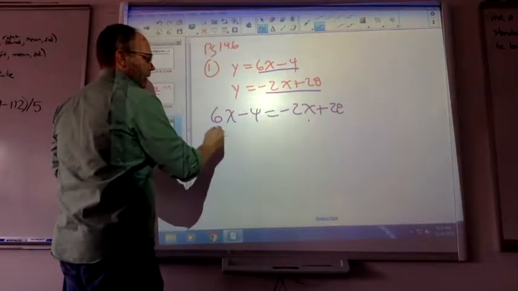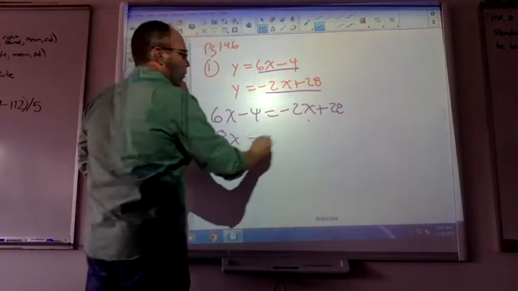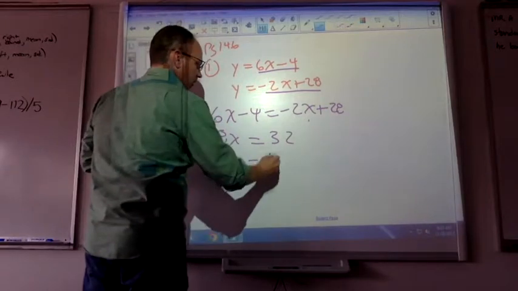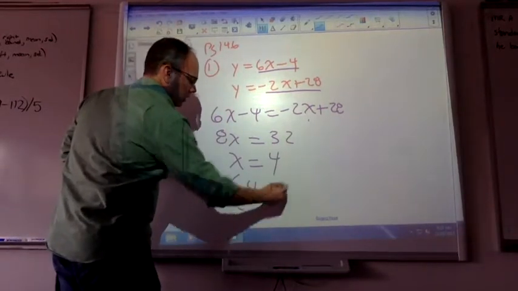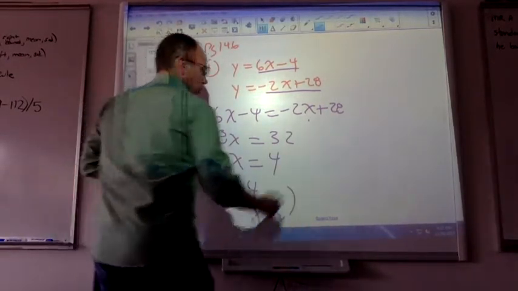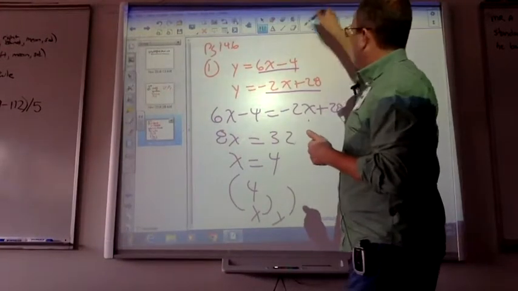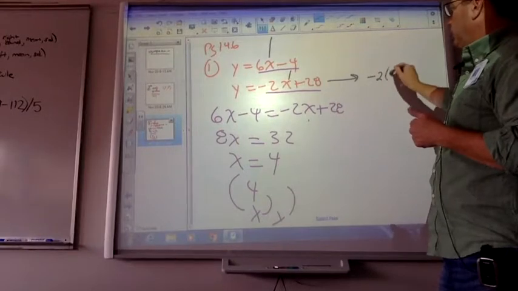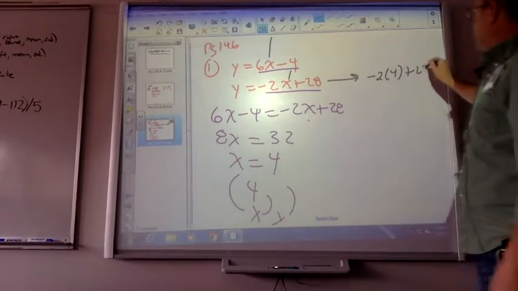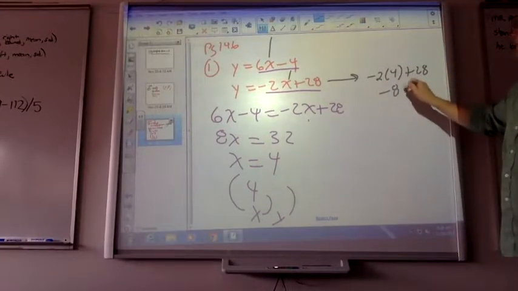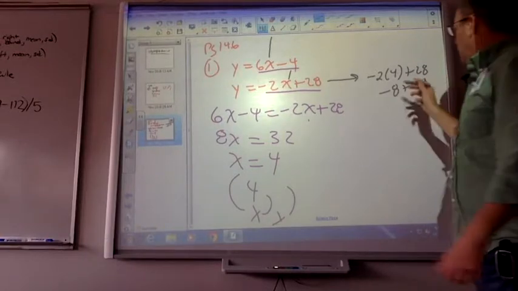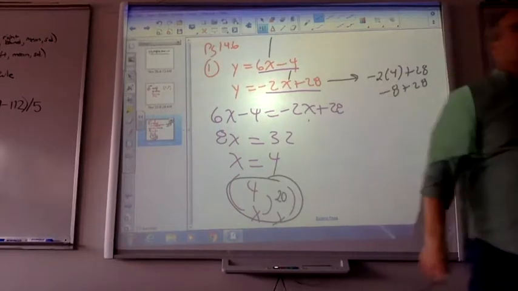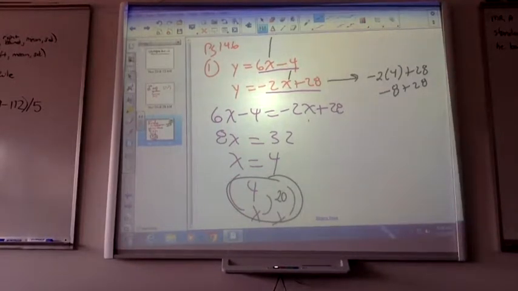See, add 2x, so I get 8x over here. Add 4, so I get 32 over here. Divide by 8, so I have x equals 4. That's my x value. So if I take my x value, I can plug it in either here or here, doesn't matter. I'll just plug it here, so I get negative 2 times 4 plus 28. That's negative 8 plus 28. So that'd be 20. Any other questions on that?